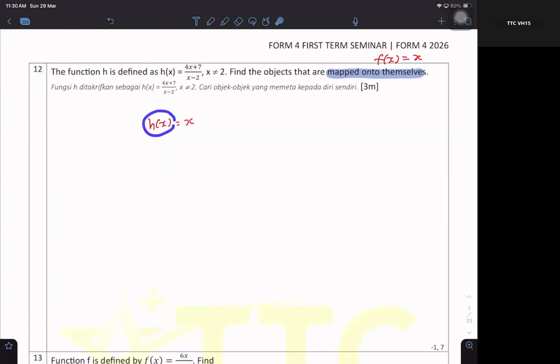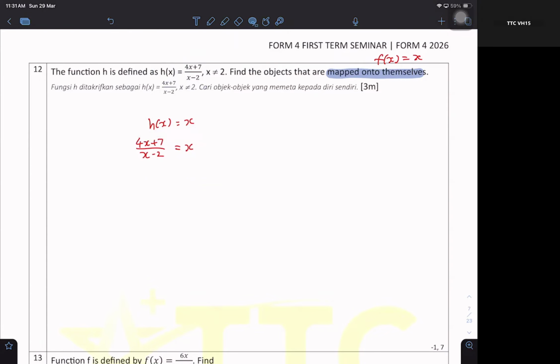Now you ask yourself, what is hx? Oh, hx is this, right? Copy. Understand? Ask yourself, what is hx? hx is this, right? Copy to here. So hx is 4x plus 7 over x minus 2. Then how about the right hand side? The right hand side just copy. The right hand side always copy, right? We did some questions just now. All the right hand side you copy only, right?